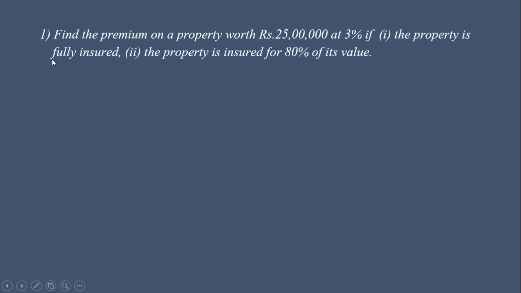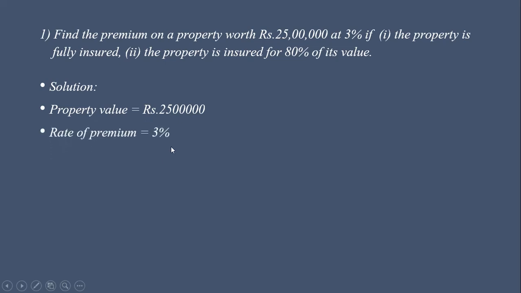Consider the first example. Find the premium on a property worth rupees 25 lakh at 3%, if first, the property is fully insured, and second, the property is insured for 80% of its value. A property worth rupees 25 lakh means property value is given. This 3% rate of premium is given. So we list the things. Property value rupees 25 lakh, rate of premium 3%.